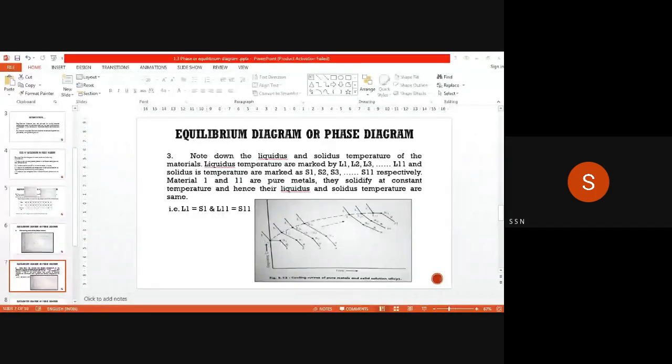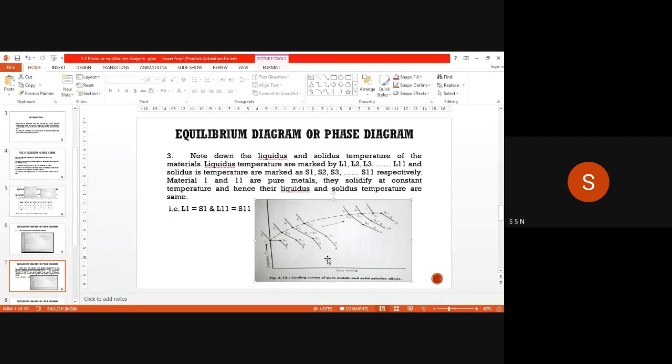And solidus temperature, that means below this temperature, the metal or alloy is in the solid state. So in this diagram, liquidus temperatures will be L1, L2, L3, L4, because above this temperature, all will be in the liquid phase. And solidus temperatures are S1, S2, S3, S4, up to S11. So all these will be solidus temperatures. Below this temperature, all will be in the solid phase.